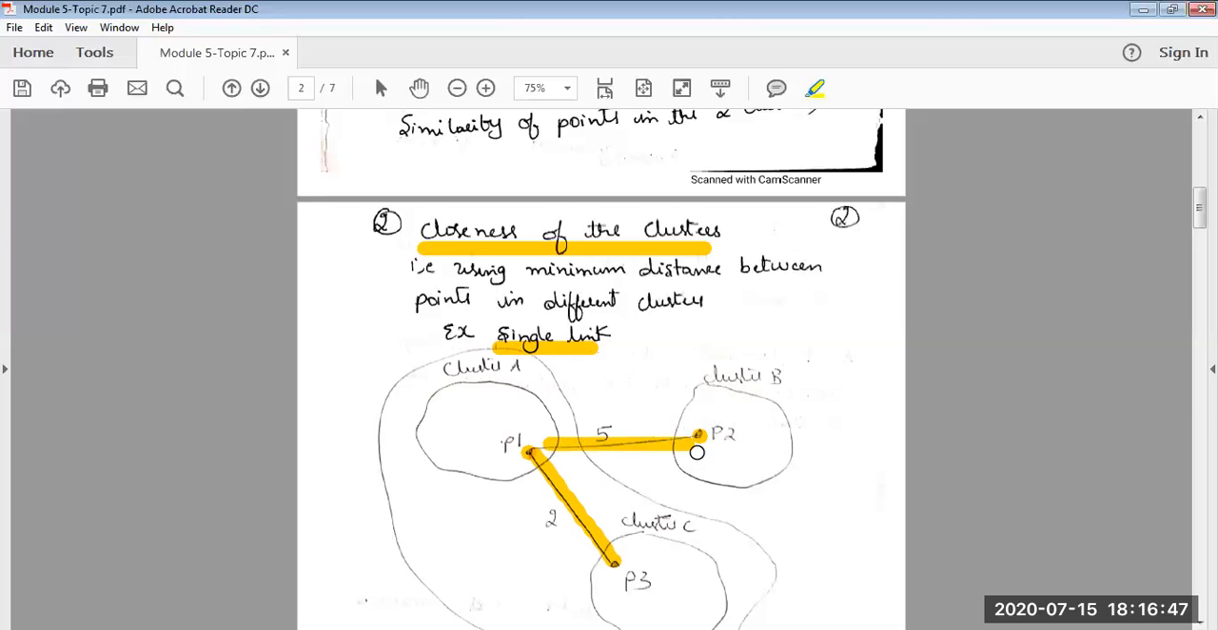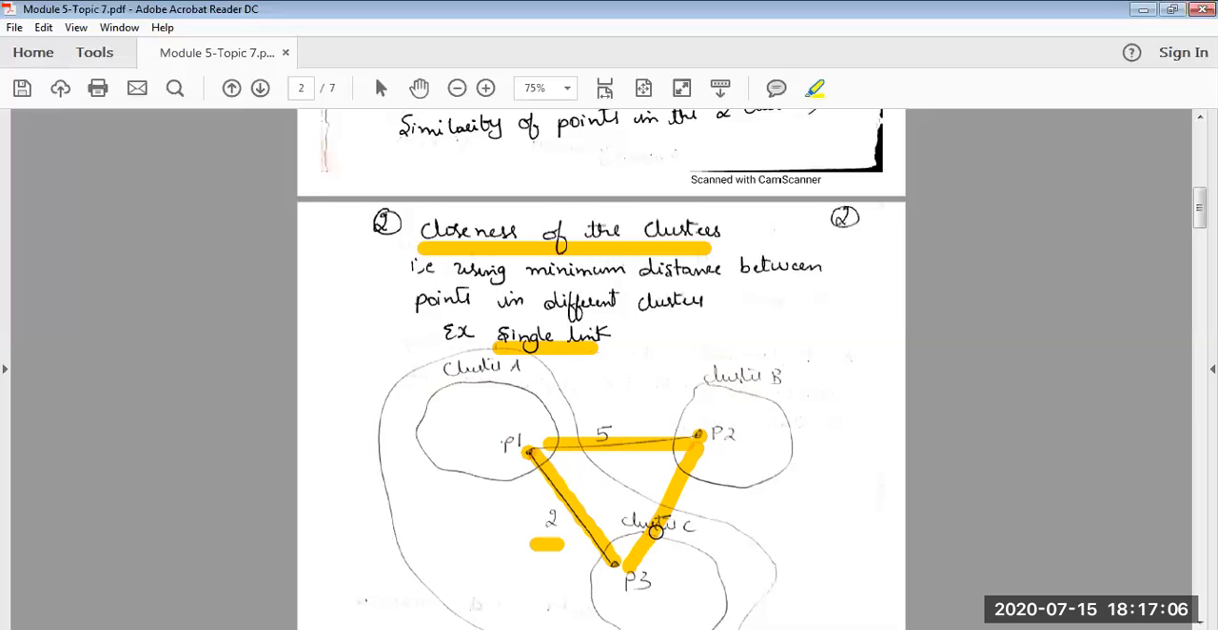Like that, we find two points in different clusters in such a way that they have the smallest distance. And of all the smallest distances that have been obtained, the lowest one will be the clusters which are very close to each other.